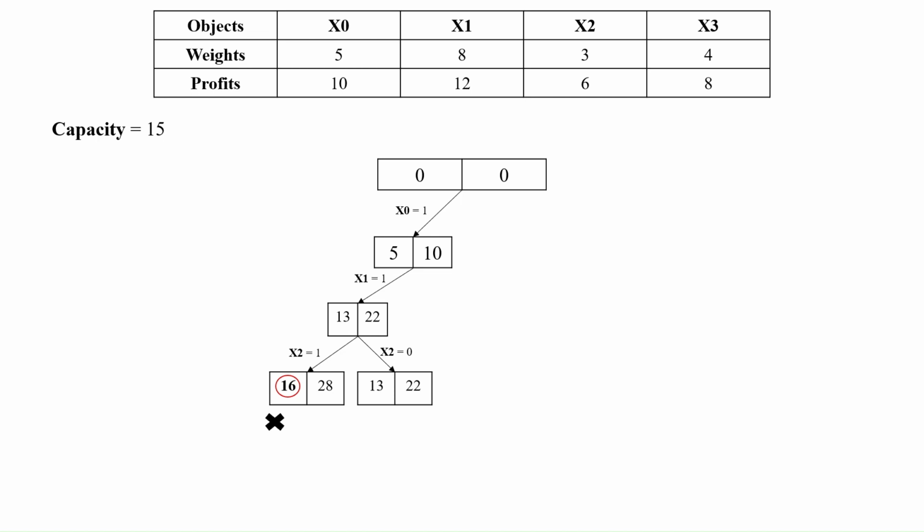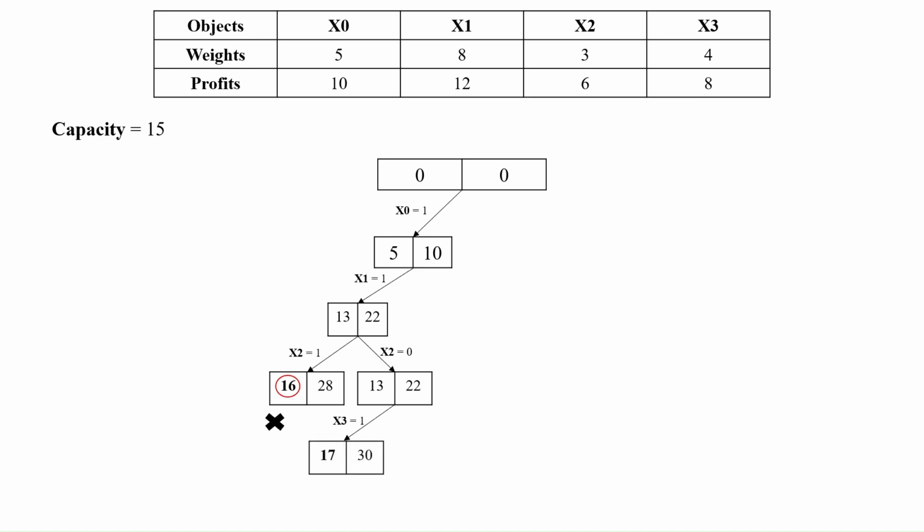Now we can move on to the further step by considering the next object, that is x3 object. The x3 object is having the weight of 4 kgs with the profit of 8. That means we have to add this 4 to the weight part and add this 8 to the profit part.